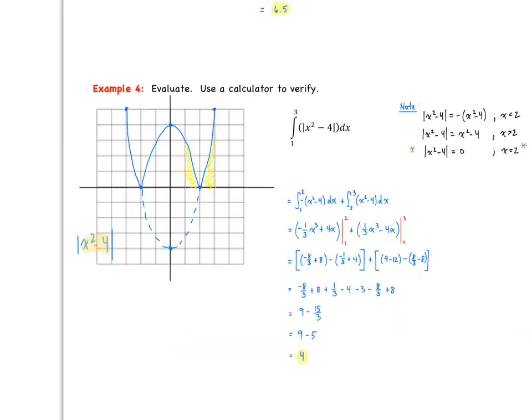Okay, so you should have set up two integrals, one from 1 to 2 of the opposite of x squared minus 4 dx, plus the integral from 2 to 3 of x squared minus 4 dx. When you integrate it, this is what you will get. Watch your signs, and you're going to integrate from 1 to 2 for this first antiderivative, and then from 2 to 3 of the second antiderivative. So as you go through and you plug everything in, you should get a final answer of 4.